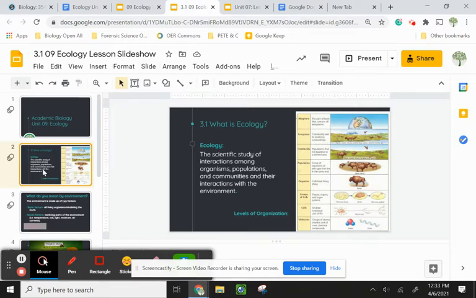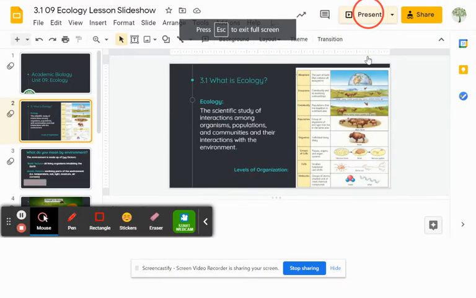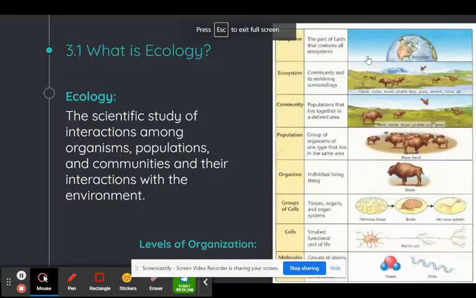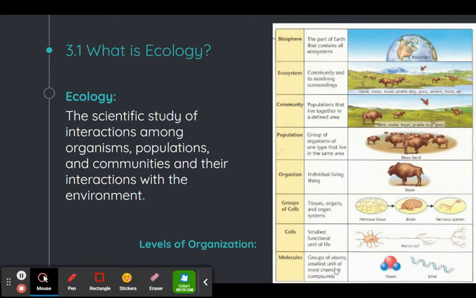All right. So in chapter 3, we ask ourselves the question, what is ecology? And ecology really is a study of relationships, a study of interactions among organisms, populations, communities, and how they interact with the environment. I selected this graphic to share with you because it's a reminder that we study systems of related parts in biology. We study how related parts work together and there's a hierarchy.